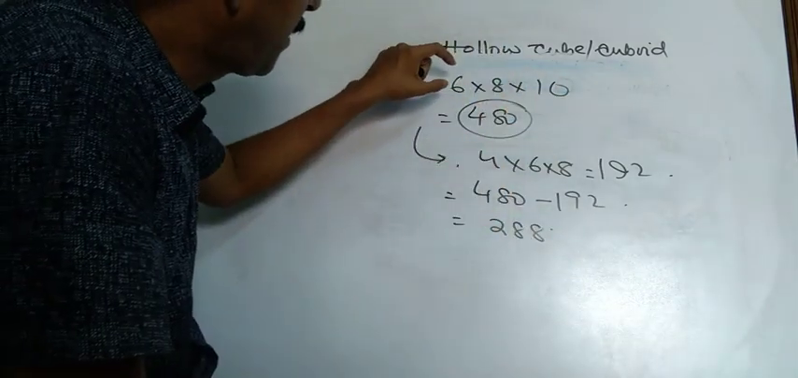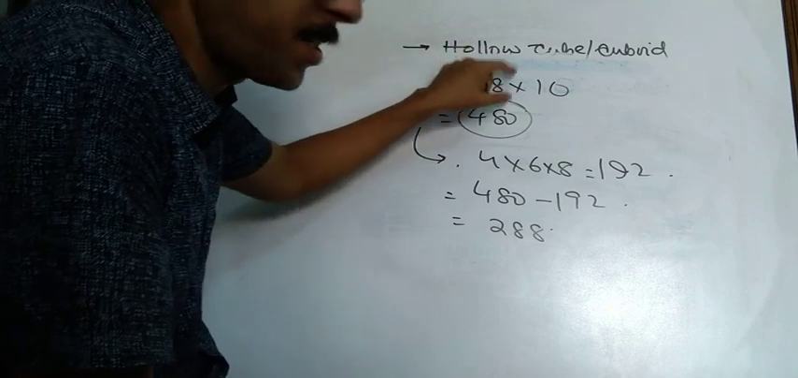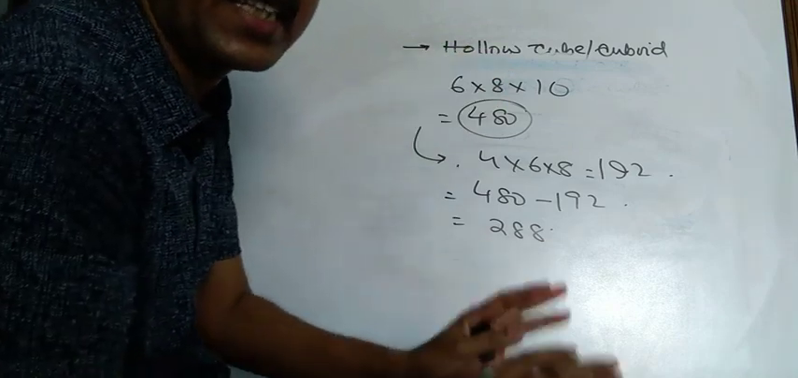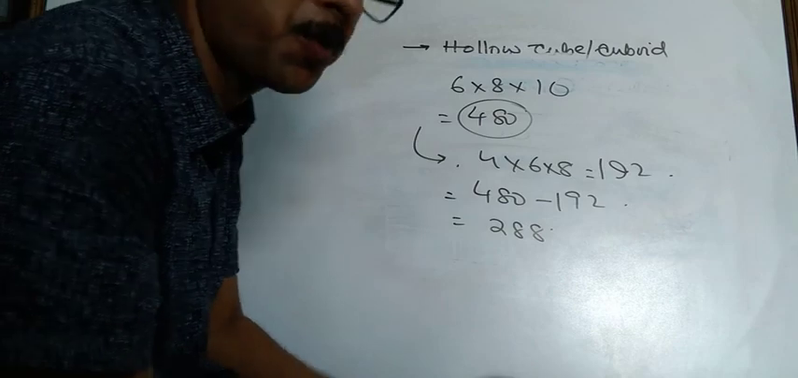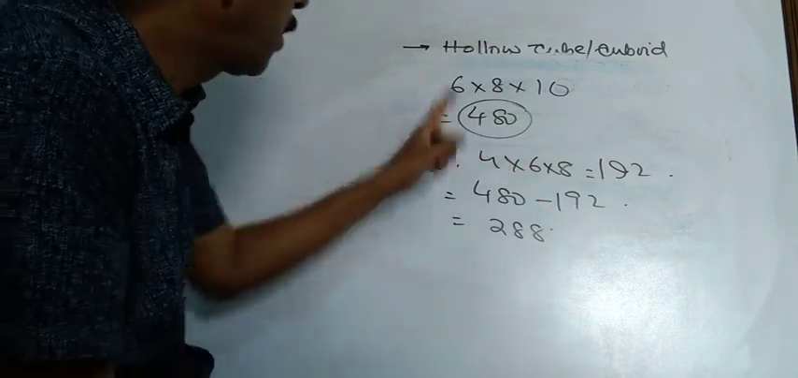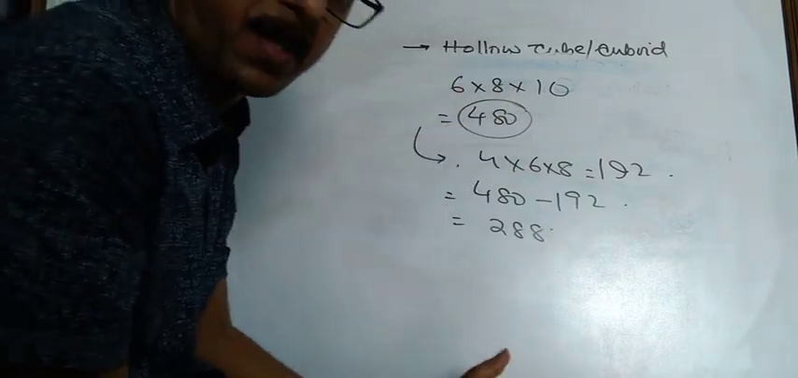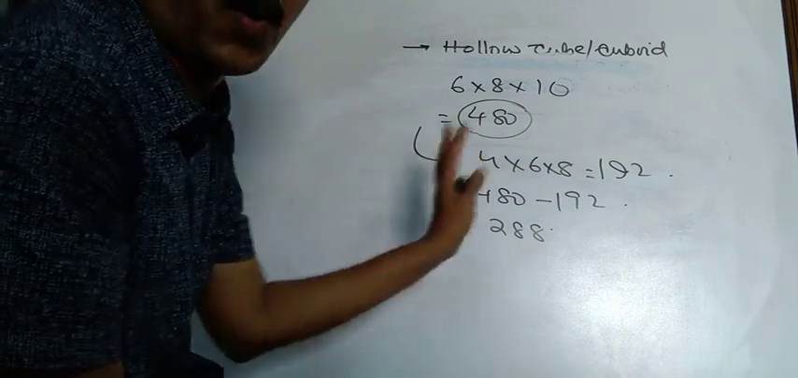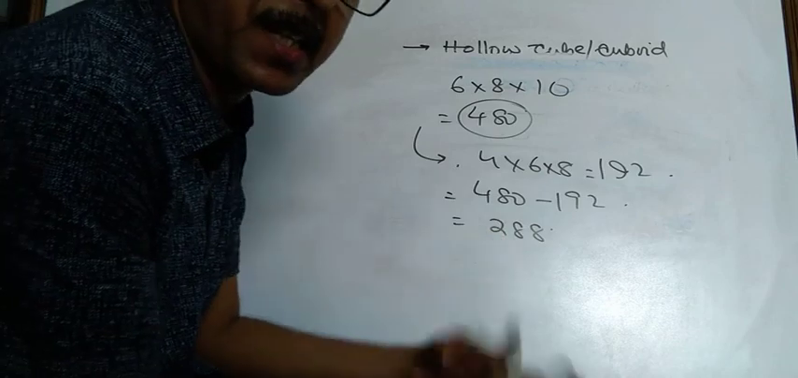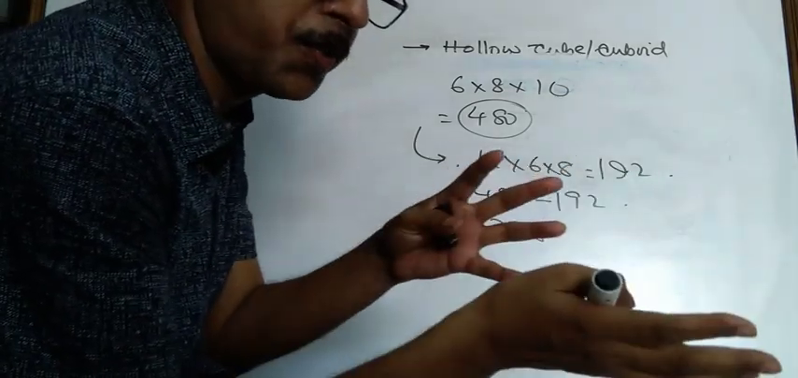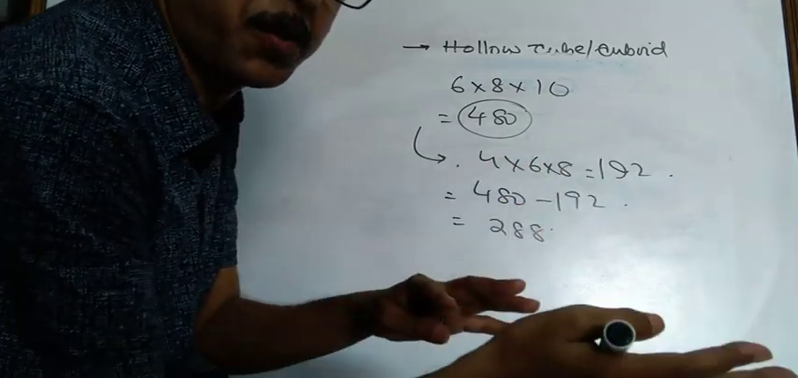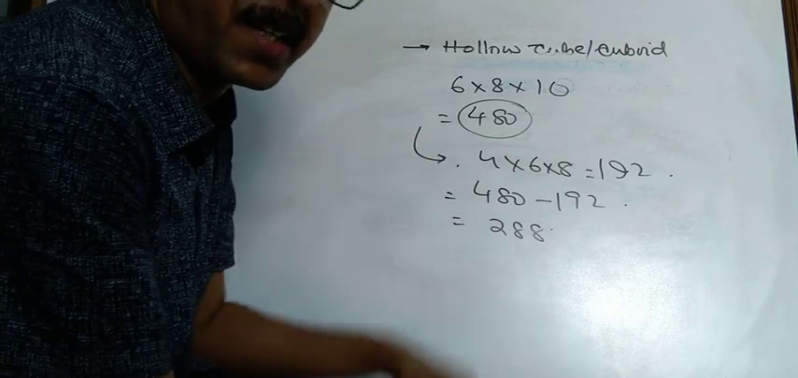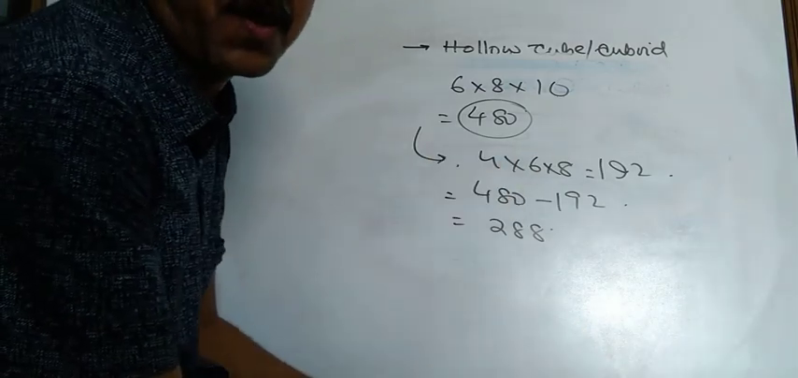The outside dimensions will be 6, 8 and 10. 288 small cubes are required to make the hollow structure of this size. Clear, I think. So in this video we have discussed the concept of hollow cubes and how we can convert a cube to a cuboid or a cuboid to a cube by adding or subtracting a certain number of small cubes.